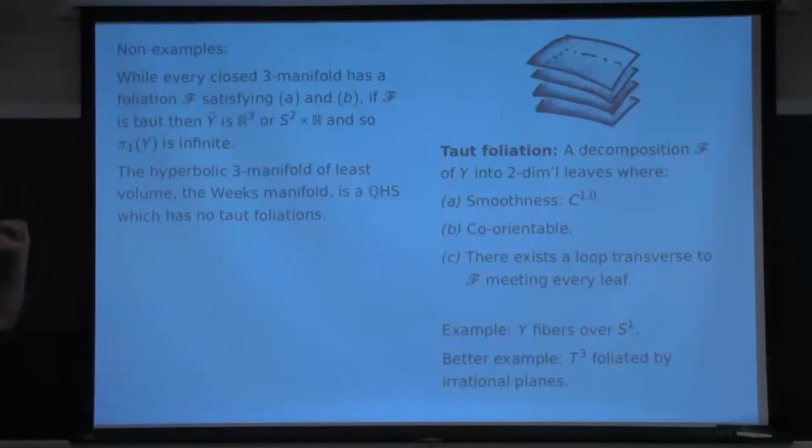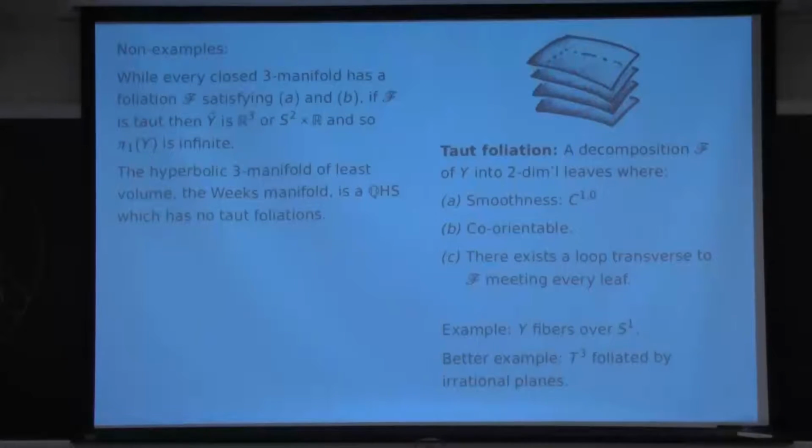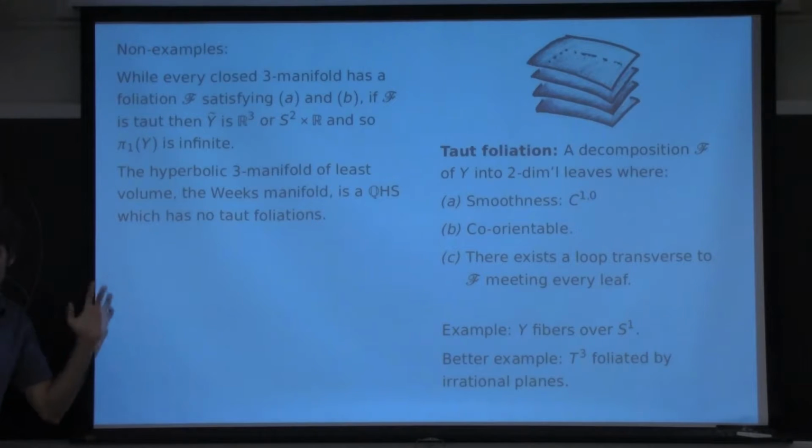If you have a taut foliation, then the universal cover of your three-manifold has to be either R3 or S2 cross R. In particular, it's non-compact, which means that the fundamental group is infinite. So things like lens spaces, our simplest examples, do not have taut foliations. There are plenty of other hyperbolic three-manifolds, for example, which don't have taut foliations. The Weeks manifold, which is known to be the closed hyperbolic three-manifold of least volume, was proved by Roberts, Shareshian, and Stein to have no taut foliations.